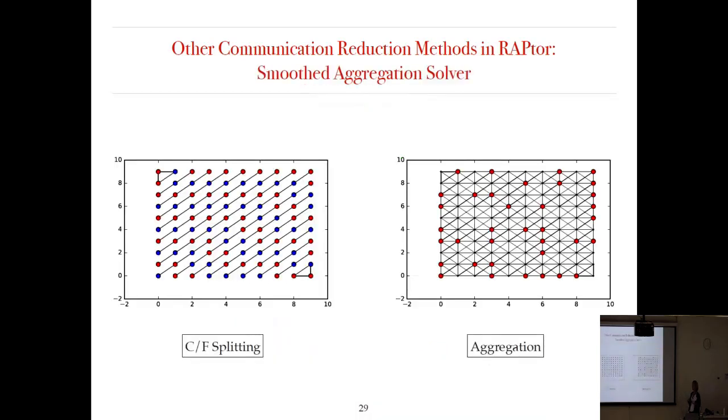Similarly, we also have the smooth aggregation solver. We recently added this to RAPtor, within the past month. Rather than doing a CF splitting, the whole setup phase is a different algorithm, so you don't form the CF points. Instead, you form aggregates. You gather up a bunch of points, partition the matrix, and each aggregate becomes one coarse point on the next level. Because of this, you end up having larger aggregates, and you coarsen much more quickly.